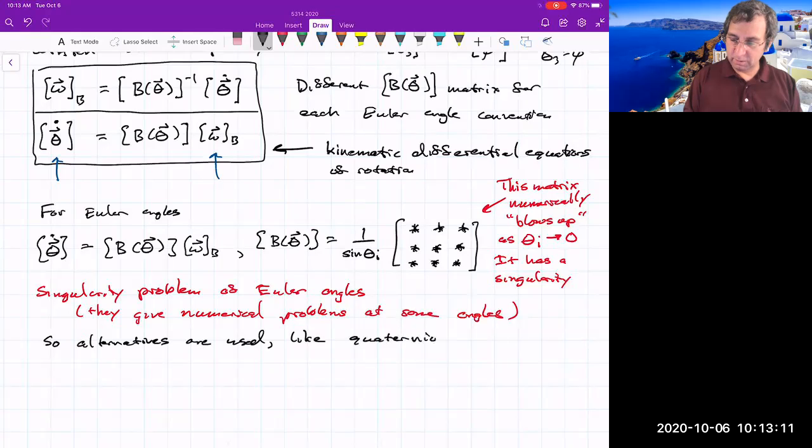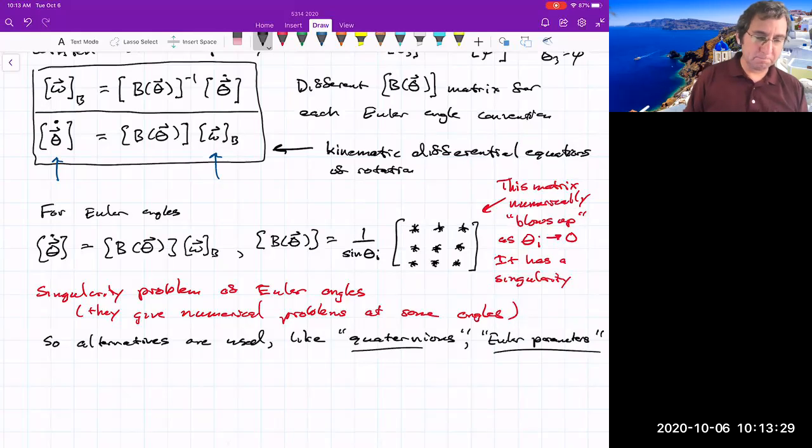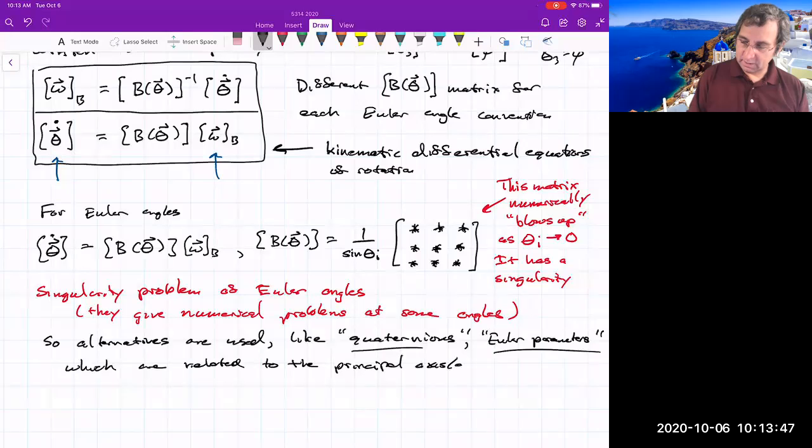Quaternions. So you may have heard of quaternions, or things called Euler parameters, which are also better behaved. But Euler angles are just so nice conceptually that we like to use them. And these other things, these alternatives, are all kind of based on that principal axis and principal angle that I talked about last time. And I'm going to say some more about those. The principal axis and angle.